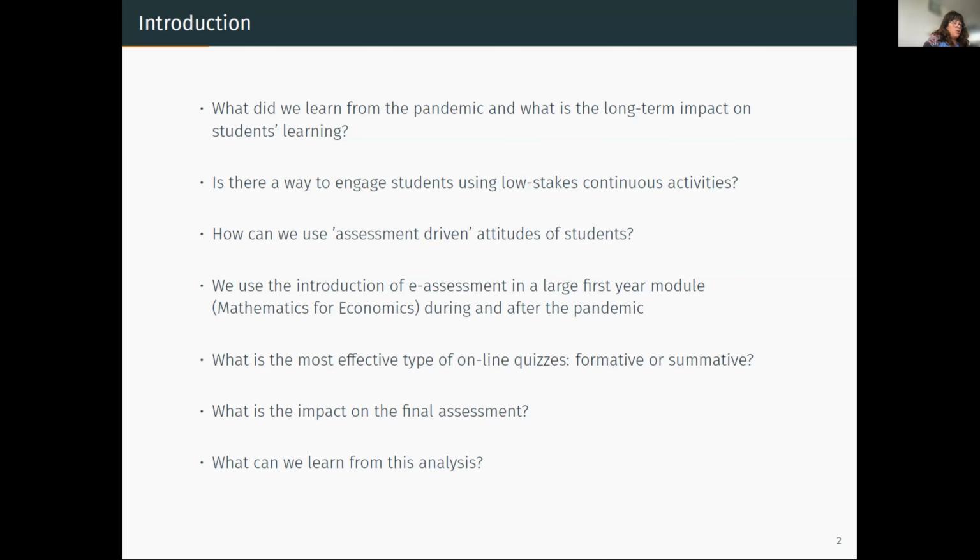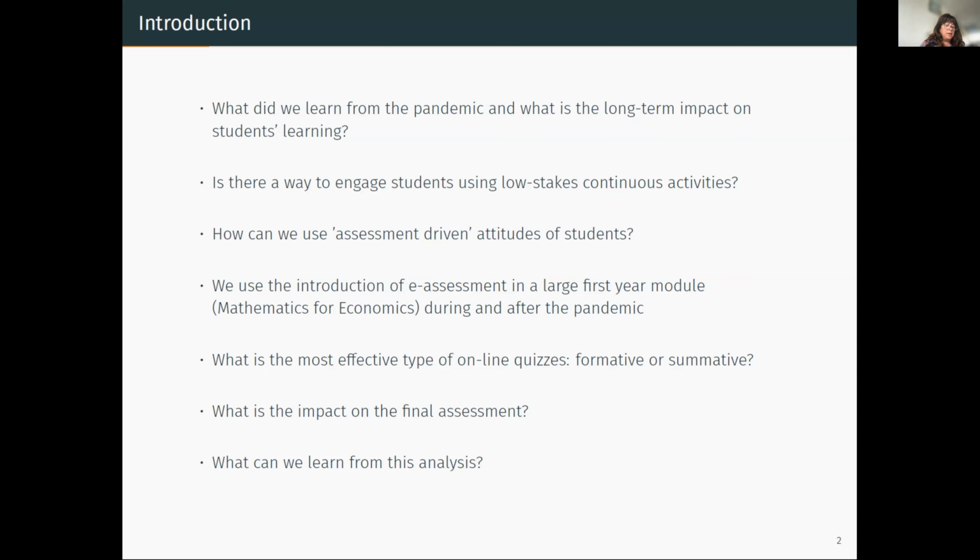As in many other universities, COVID started and we had to modify assessment in 2021 to take into account the movement to online learning. We will remember that at the time it was still online, and there was a need to keep students engaged. The first concern was, of course, workload. So we took advantage of the strong assessment-driven attitude of students, and we introduced, as in many other universities, multiple choice questionnaires in a first-year core math module.